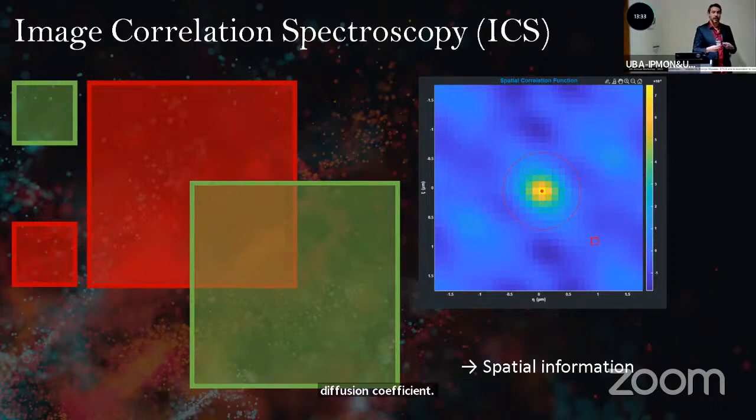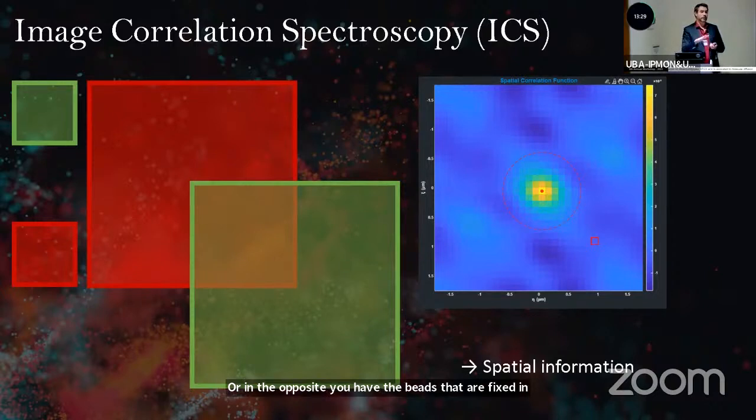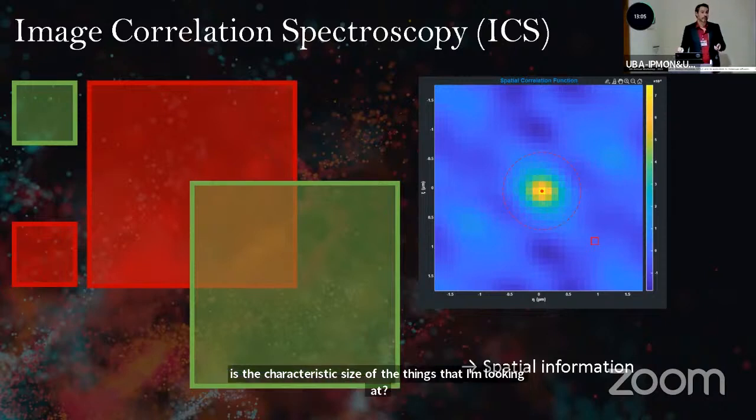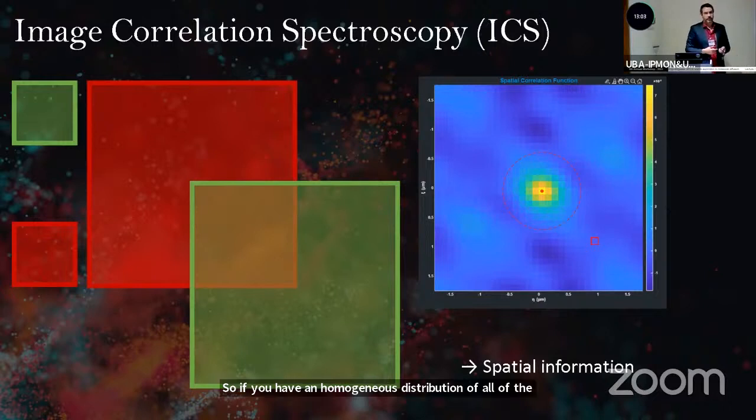Or, the opposite, you have beads that are fixed in your sample, and you know that they're not moving at all, and you just take images of them, and you try to make sure that you don't have clusters of beads, you have them sparse. And if you have just dots here and there, image correlation spectroscopy would give you the characteristic size of the thing. That is the spatial information that it gives you. What is the characteristic size of the things that I'm looking at? So if you have a homogeneous distribution where all of the beads are exactly the same, you would get a point spread function estimation using ICS.